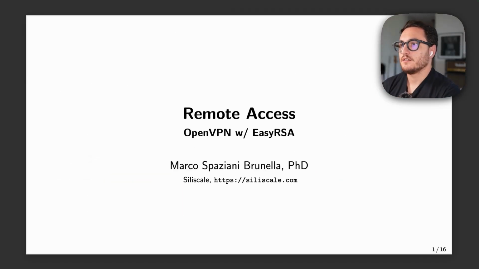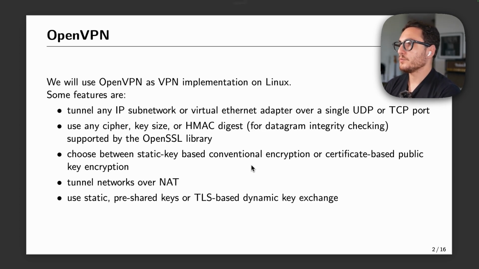Now that we've seen the key concepts of VPNs, we can start looking at a few implementations of VPNs in Linux, and one is OpenVPN. We will use OpenVPN for basically tunneling all the traffic from one host to another one. OpenVPN has a lot of very interesting features that allow us to tunnel over UDP or TCP. We're going to tunnel over UDP because we want to let the application decide if it needs retransmission or not.